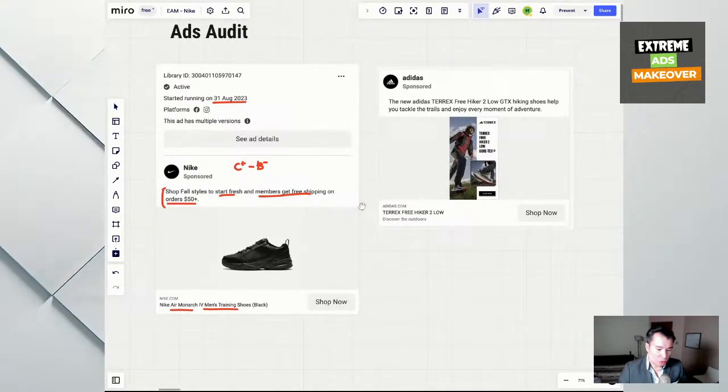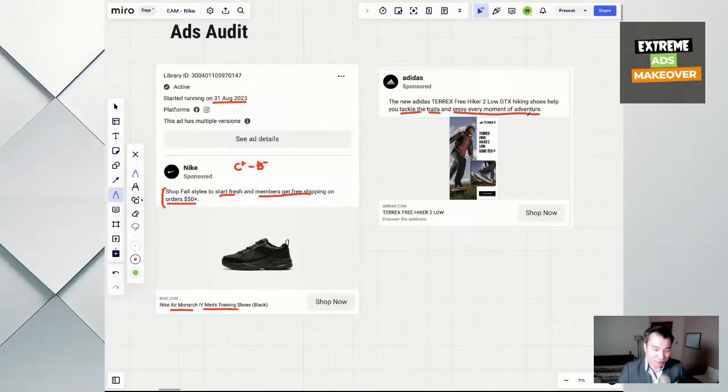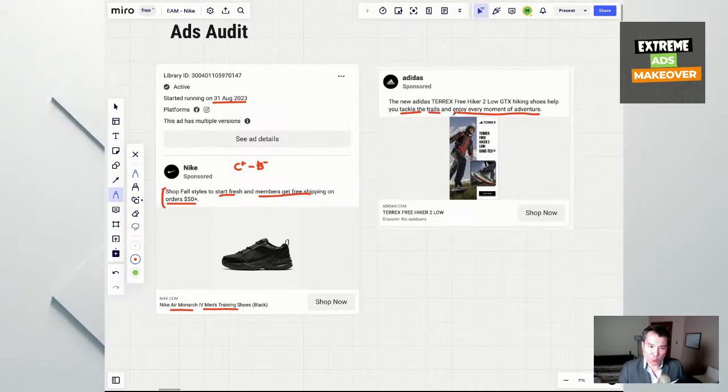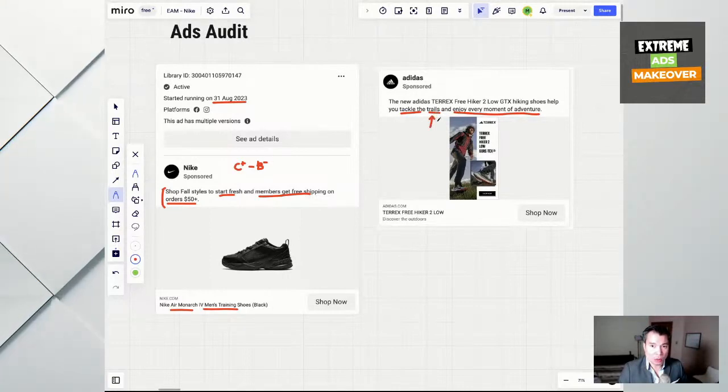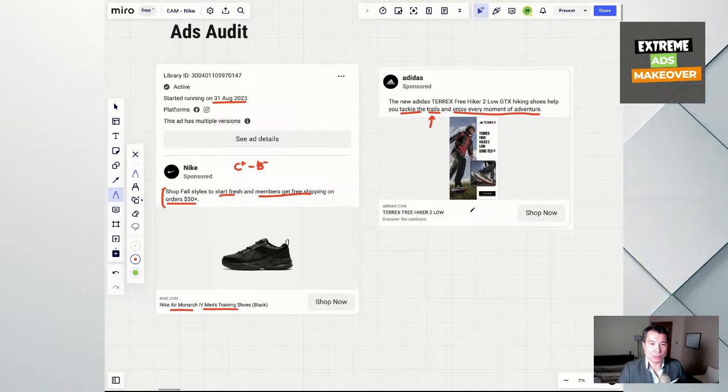Check this out. The new Adidas Terrex Free Hiker 2 Low GTX hiking shoes help you tackle the trail and enjoy every moment of the adventures. At least Adidas is telling us stories of how this shoe is going to help those folks who like hiking tackle the trails. At least they are targeting somebody who likes hiking and who loves the challenge of tackling some trails, right? And enjoy every moment of it. You see what happens? That's what I'm talking about. Compare this to this.